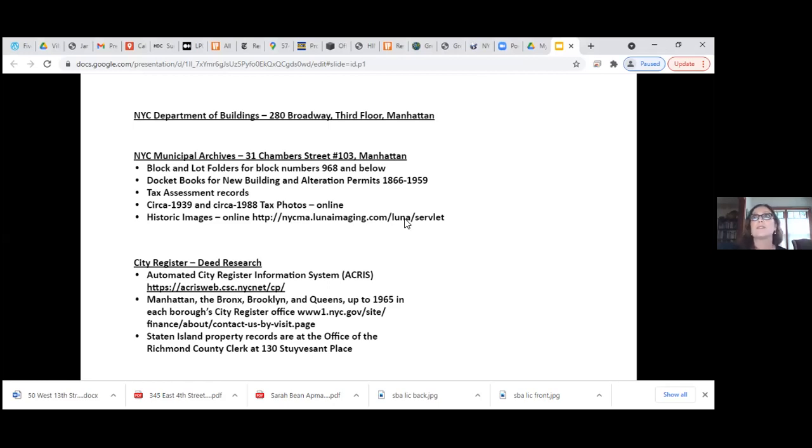New building applications include the date of filing and often building completion, the architect's name, address, original owner's name, address, original building and lot dimensions, and construction details, which can be really helpful. The new building application for a building often resides within its block and lot folder, which may also contain later alteration applications and architectural drawings documenting the building over history. For buildings in the Bronx, Brooklyn, Queens, Staten Island, and Manhattan for blocks above 968, the block and lot folders may be requested at the Manhattan office of the building department.